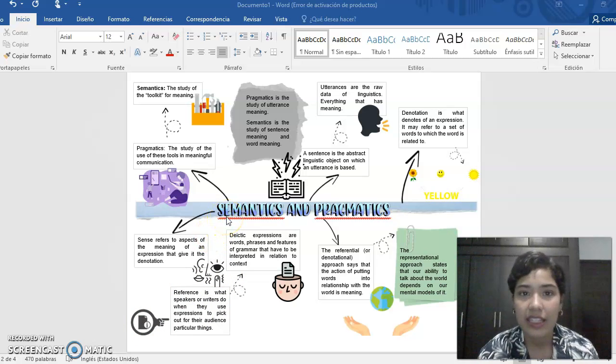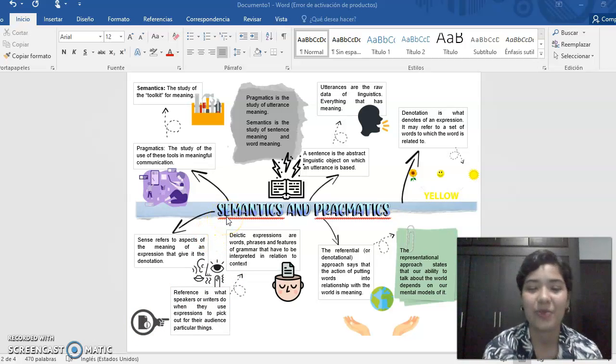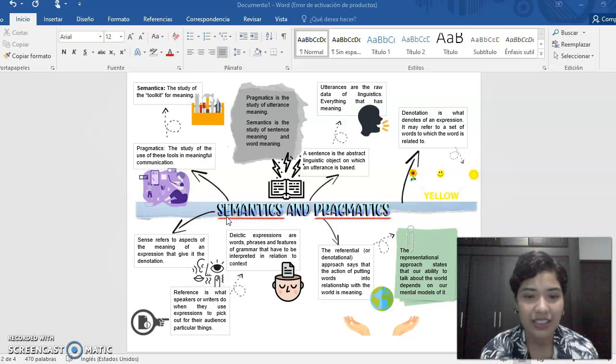Now, the deictic expressions are words, phrases, and features of grammar that have to be interpreted in relation to context. So they cannot be taken out of context. You don't know what their meaning is because you don't know the context of it.